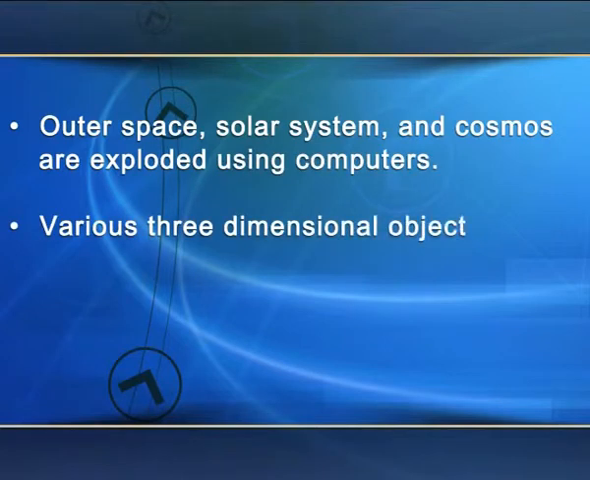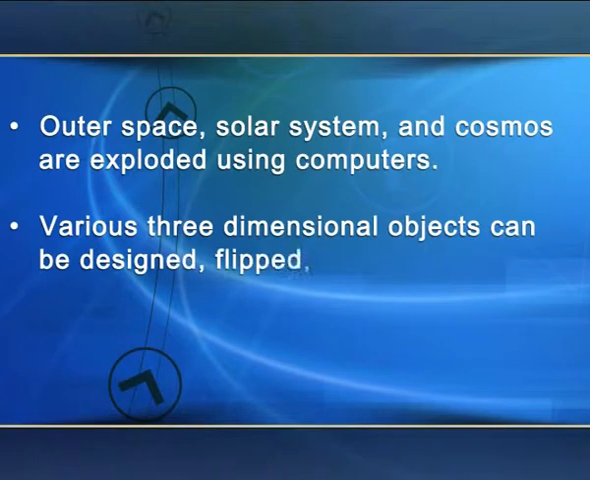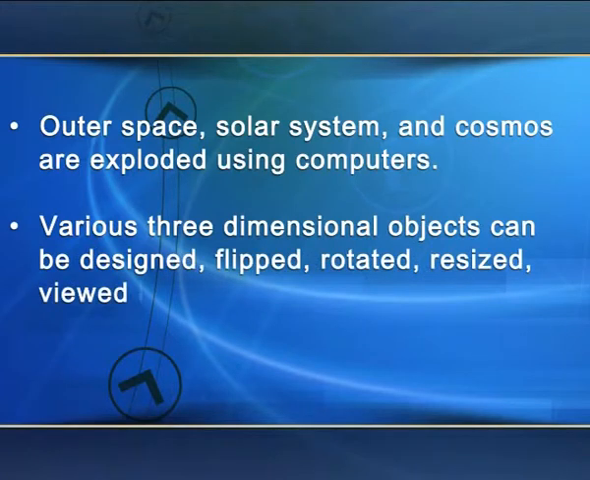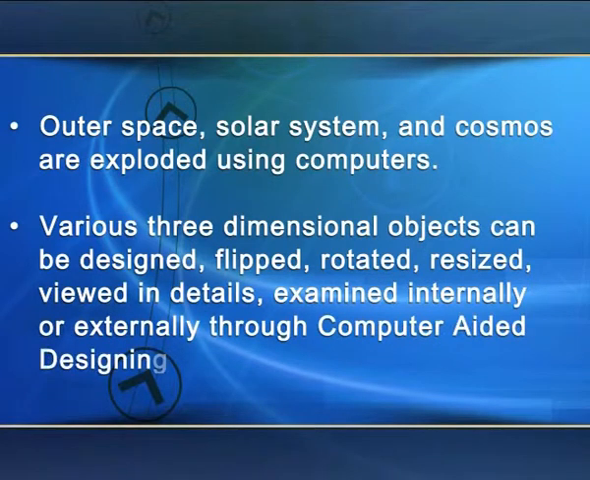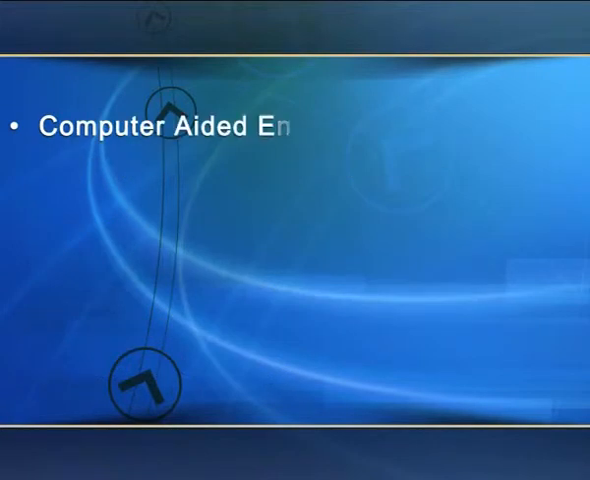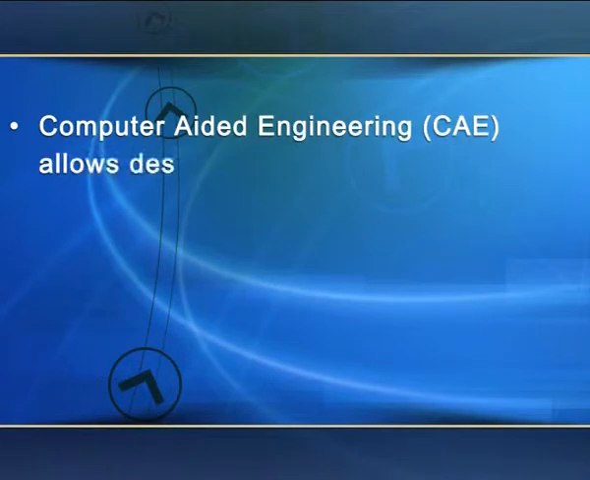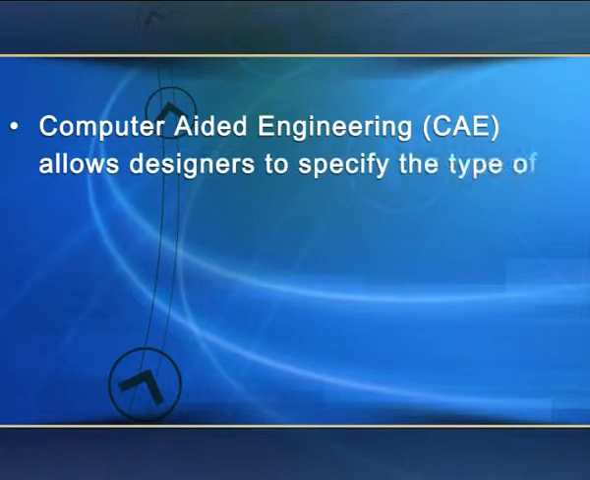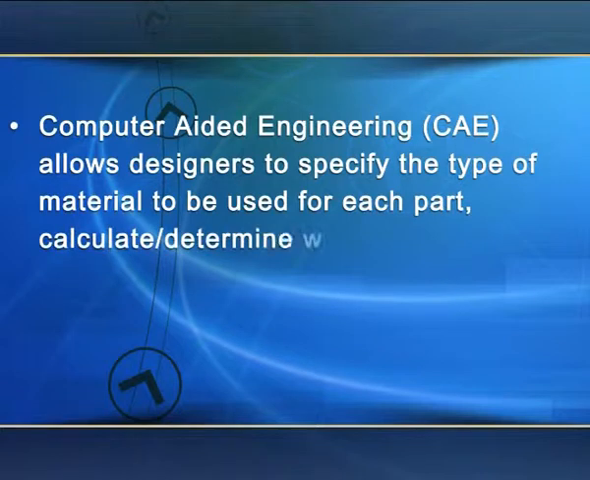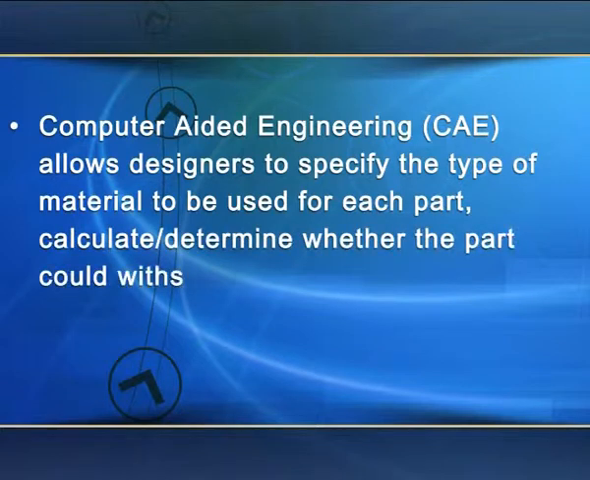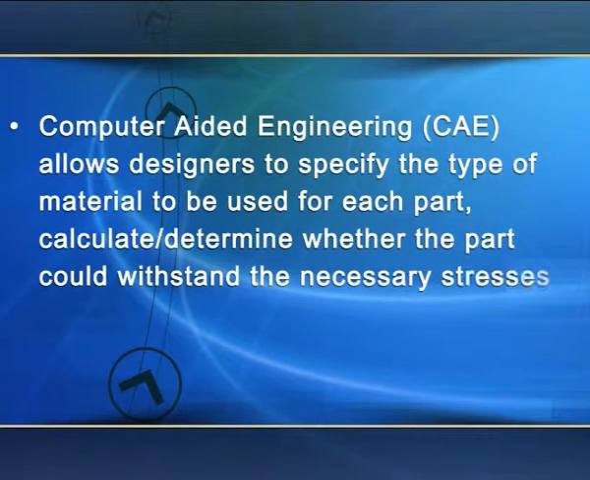Various three-dimensional objects can be designed, flipped, rotated, resized, viewed in detail, examined internally or externally through the computer-aided designing or CAD. Computer-aided engineering or CAE allows designers to specify the type of material to be used for each part, to calculate or determine whether the part could withstand the necessary stresses and temperatures.